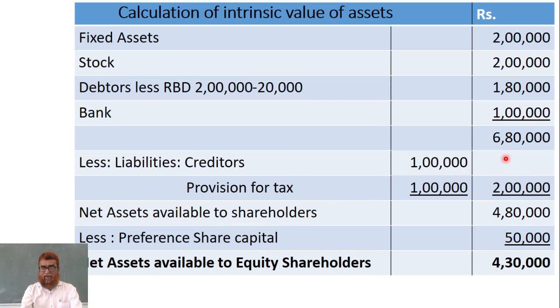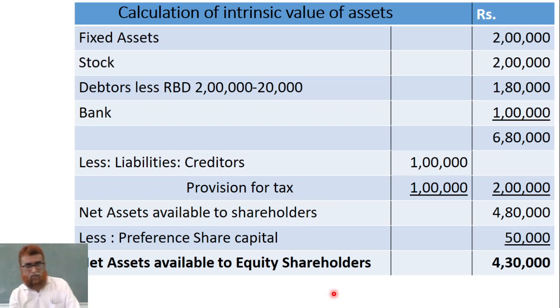So 6,80,000 minus 2 lakh, you will get net assets available to all shareholders, including preference shareholders, is 4,80,000 rupees. From this amount we should deduct preference share capital. Less preference share capital 50,000. So 4,80,000 minus 50,000, net assets available to equity shareholders is 4,30,000. This is the net assets available to equity shareholders, 4,30,000. Clear, isn't it? Hope you have understood it very clearly.